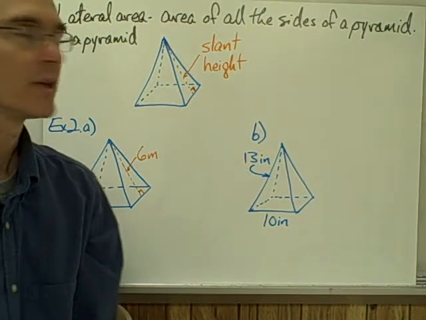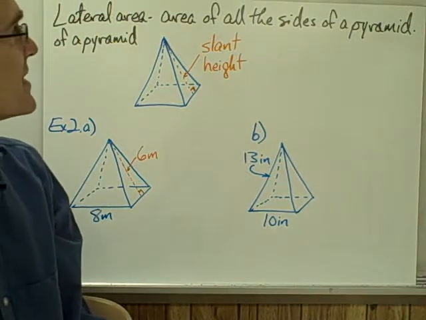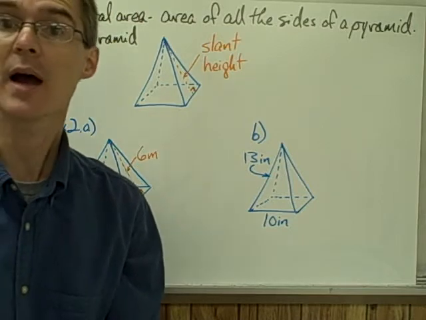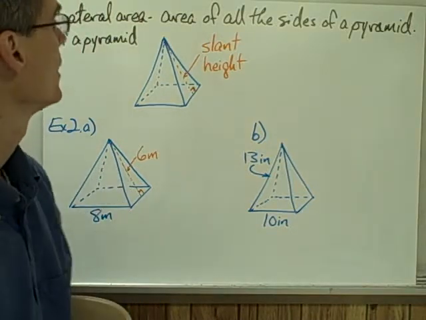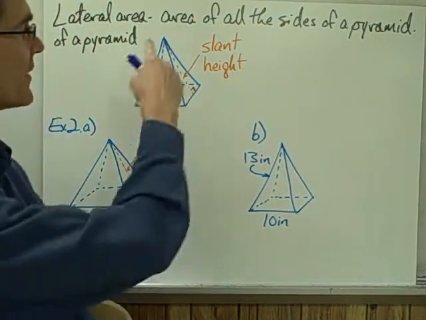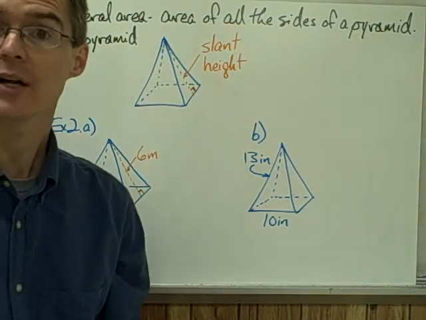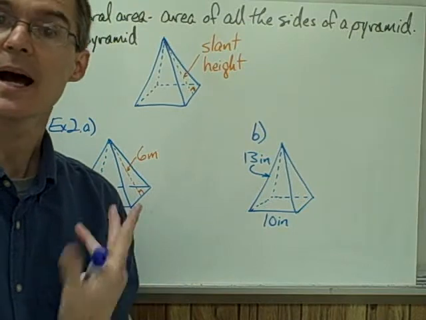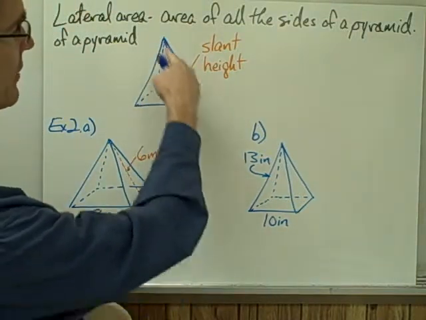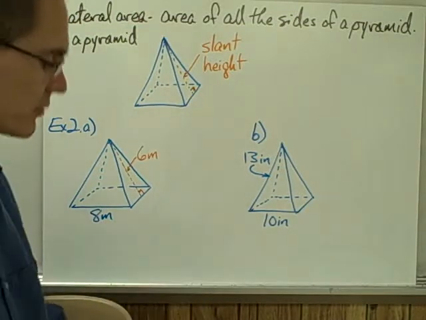So now let's look at lateral area. Lateral area of a pyramid is the area of all the sides of a pyramid. Remember, the sides of our pyramids are always triangles, and in fact they're all congruent triangles, which means that once we find the area of one of our side triangles, we just have to multiply that area by however many sides we have.